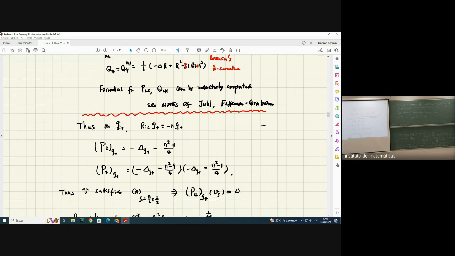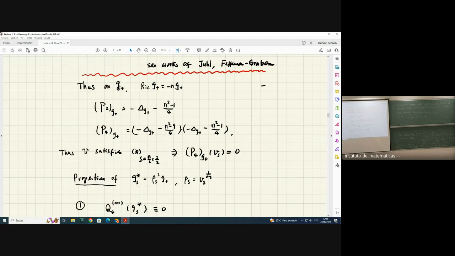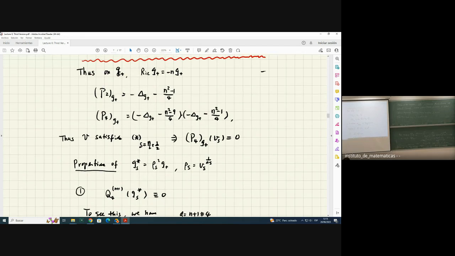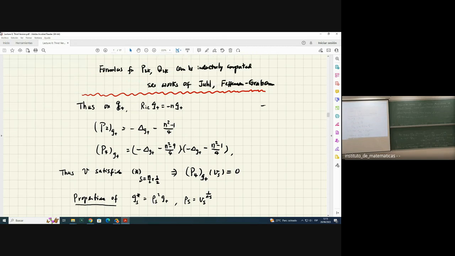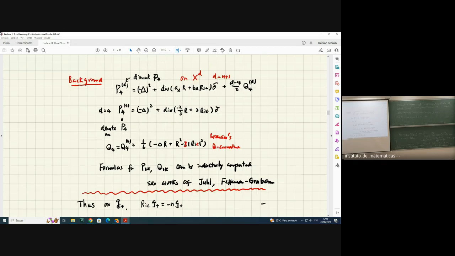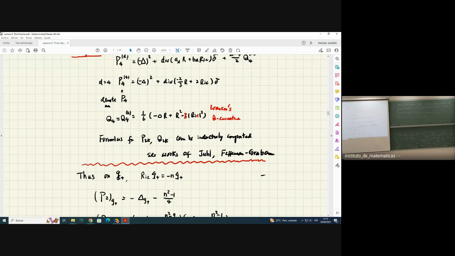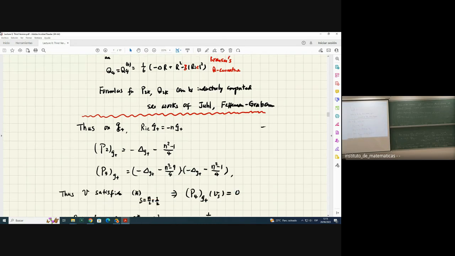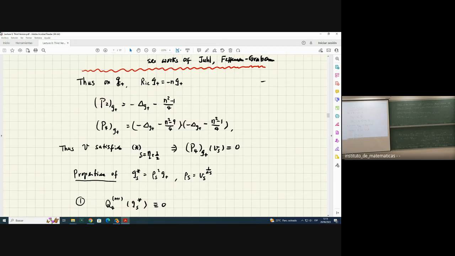Now, the connection to what we are doing here is on a metric G plus with Ricci equal to minus n G plus. In general, this expression involves the curvature computation, scalar and Ricci of the metric, but for such a simple Einstein metric, you can compute. And it turns out this P4 for this metric is a composition of the P2 and then Laplace G plus minus n squared minus 9/4. Thus, the observation is this implies P4 of G plus Ds is equal to 0. Okay, so it satisfies this.